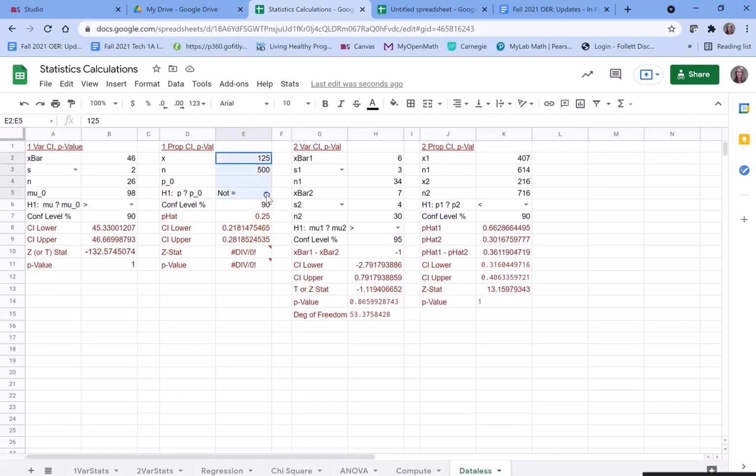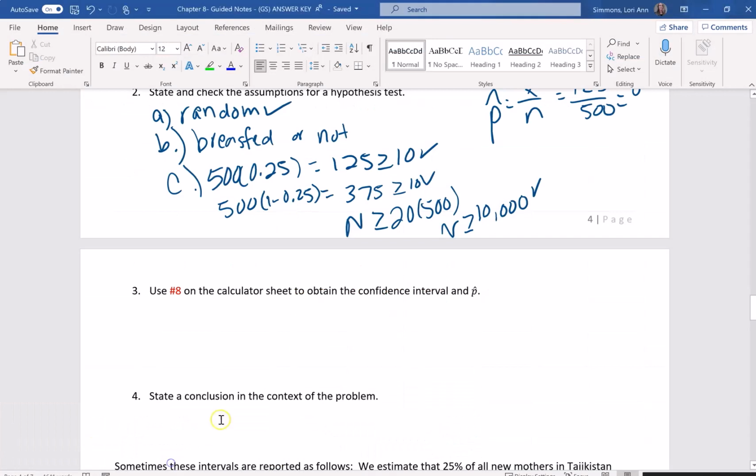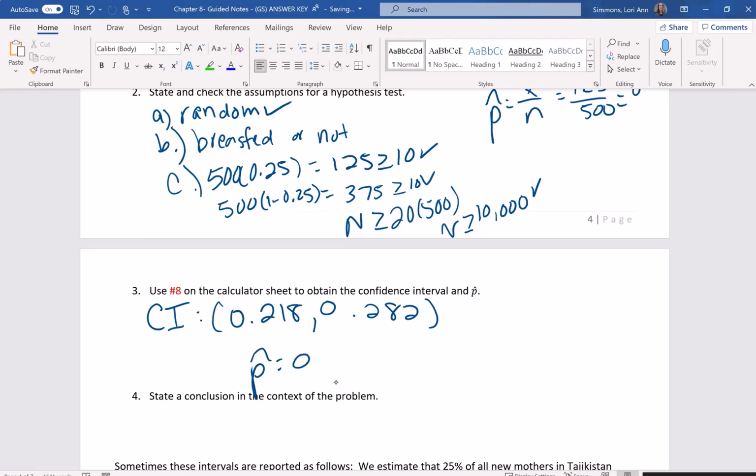Just remember, anything in black is what you can edit. This is the p hat that we had calculated earlier for our assumptions. So our confidence interval, the lower is 0.218 to the upper of 0.282. Let's write that down. Our confidence interval, 0.218 to 0.282. P hat was the 0.25.